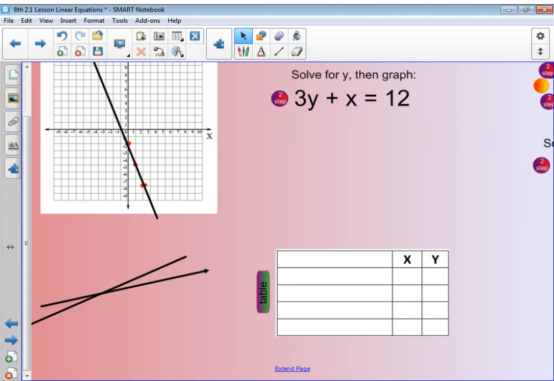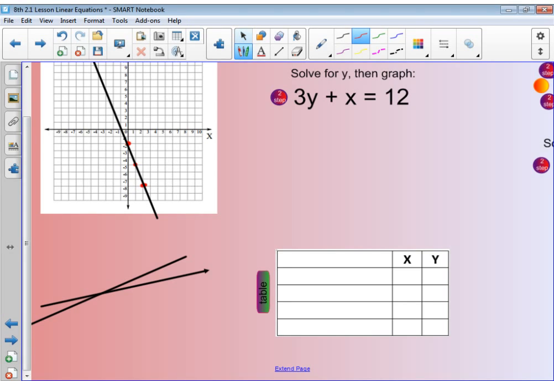So here I've got where I want to isolate and get y by itself. So minus an x, minus 1x. And the reason I'm putting the 1 in there is I see that I'm going to be doing some division. So divide by 3 to get the y by itself. Divide by 3, divide by 3.